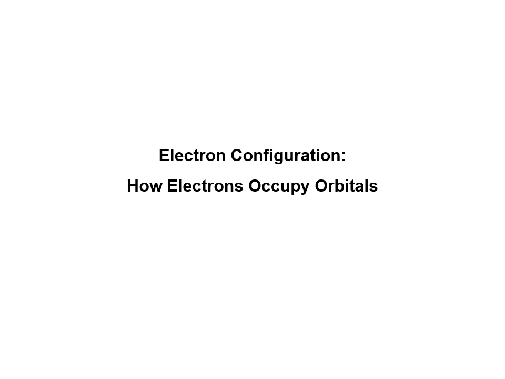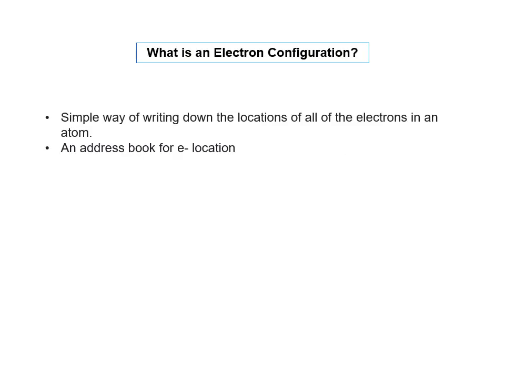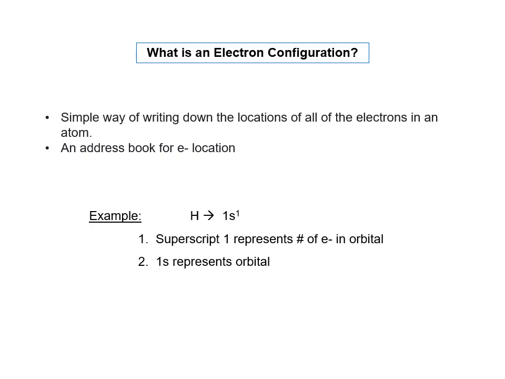Hello. In this video, we're going to learn about electron configuration and how electrons occupy orbitals. So first, let's talk about what electron configuration is. Electron configuration is a simple way of writing down the location of all the electrons that are in an atom. It's kind of like the address book for the electron location.